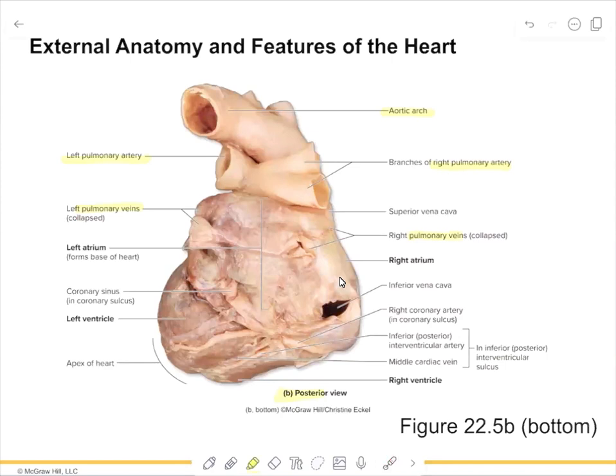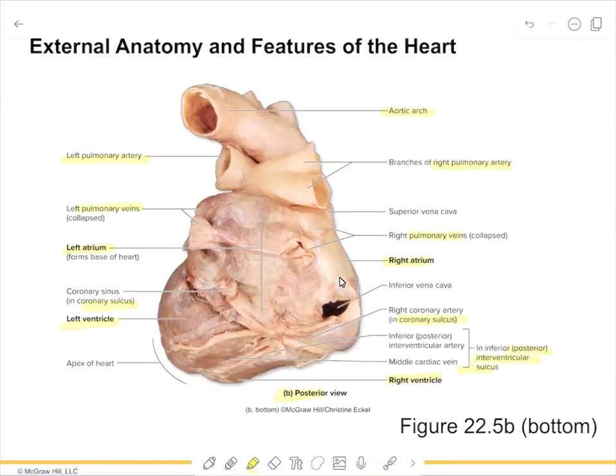Since it's the posterior side, we can see the right atrium, right ventricle, and left ventricle. There's a coronary sulcus that we can see on the posterior side of the heart as well. So it kind of wraps around the heart between the atria and the ventricles. And then there's also a posterior interventricular sulcus as well, which is between the ventricles.